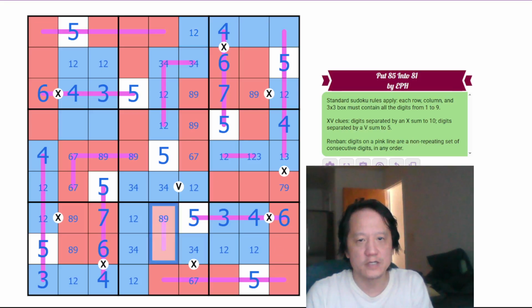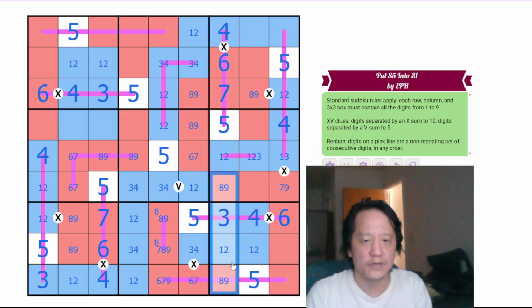So this is guaranteed to have an 8 here. So this could be 7, 8, or 9 to be consecutive. This can't have an 8. It's 6, 7, or 9 there. We have 8 or 9 remaining here. 8 and 9 remaining here in column 7.